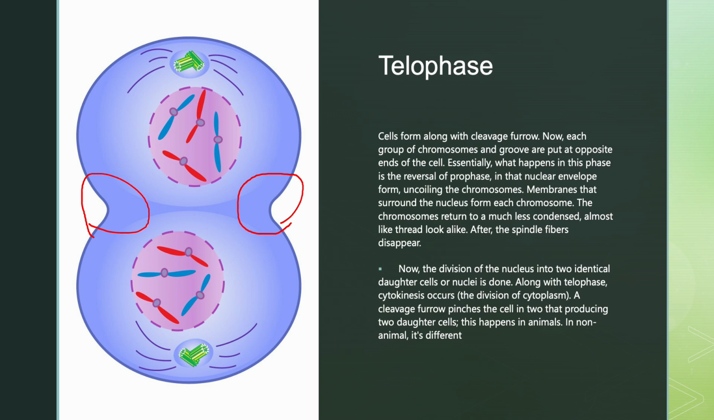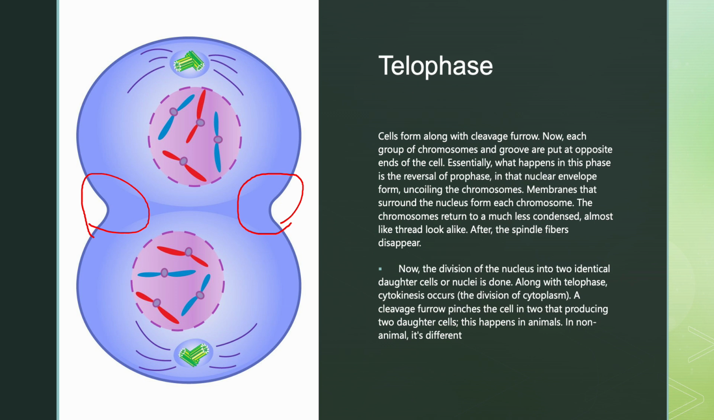Now each group of chromosomes is at opposite ends of the cell. Essentially, what happens in this phase is a reversal of prophase: a nuclear envelope forms, uncoiling the chromosomes. Membranes form around the nucleus of each chromosome group. The chromosomes return to a much less condensed, almost thread-like look. The spindle fibers disappear.